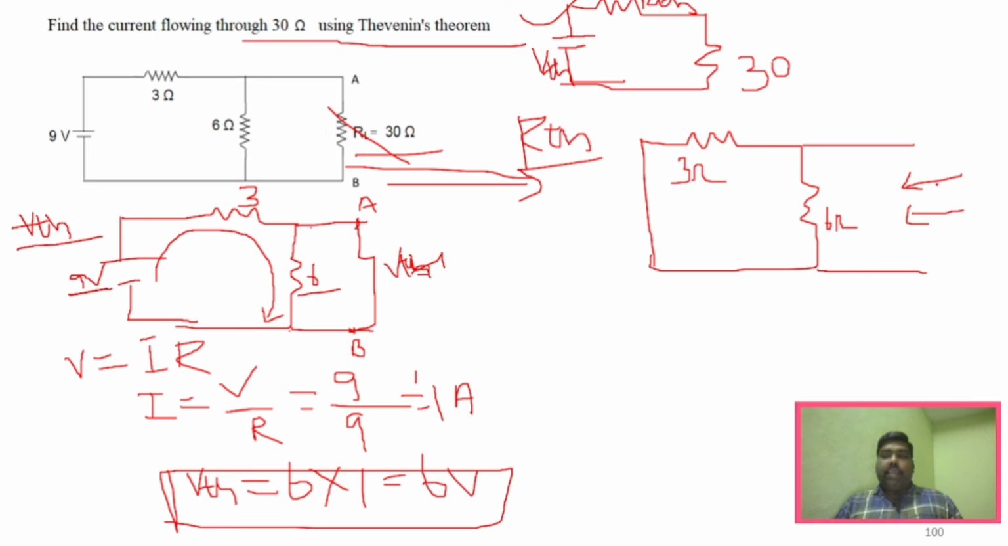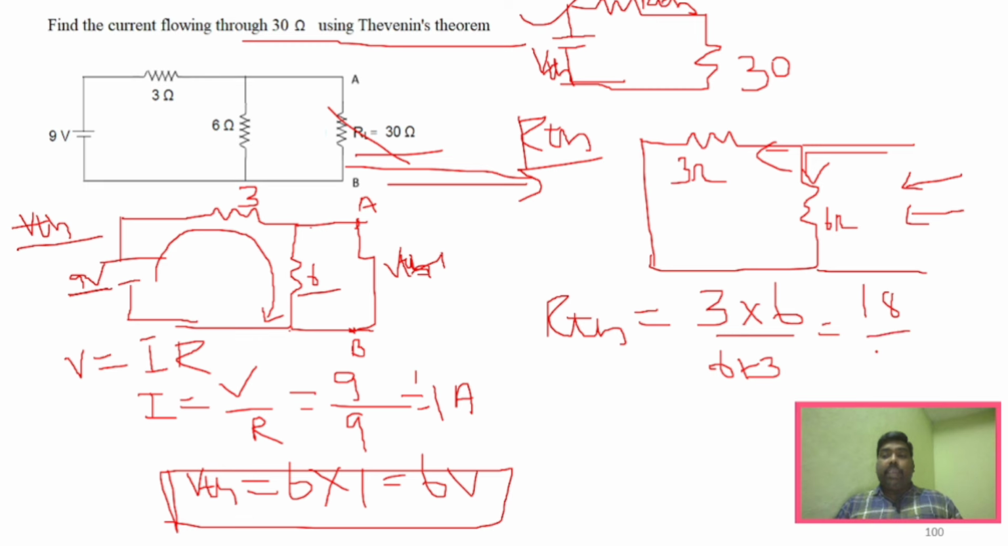Whereas here, when approaching from this side, say for example, if the current is flowing here, the current will get split here and here, correct? If the current gets split, then it is a parallel connection. So if this is a parallel connection, how will I find out RTH? RTH is equal to R1 into R2 divided by R1 plus R2, right? So it will be 6 into 3 divided by 6 plus 3. So now what will be the value? 18 divided by 9. So it will be 2 ohm.